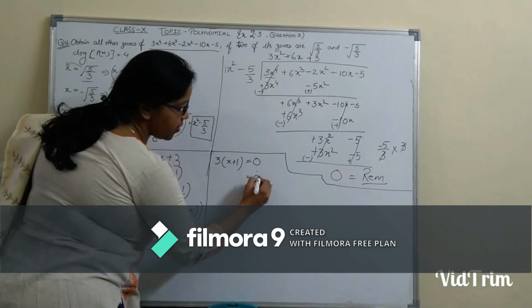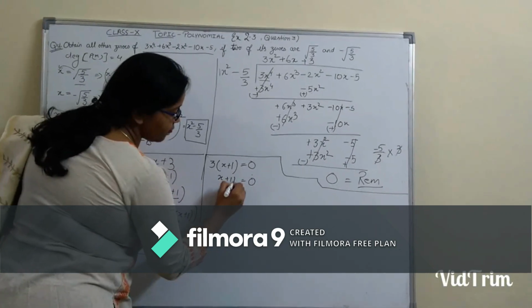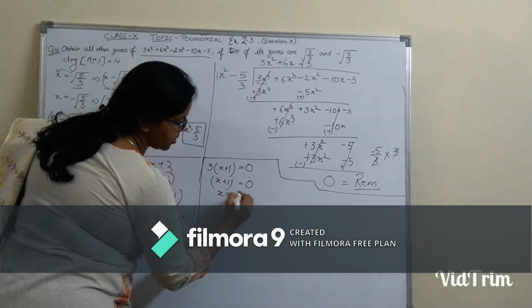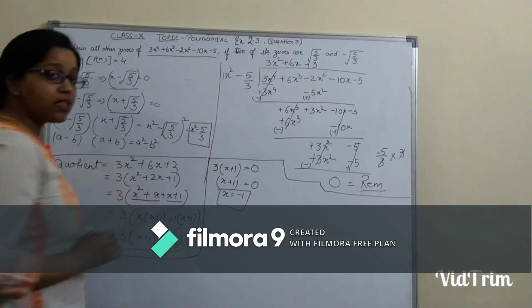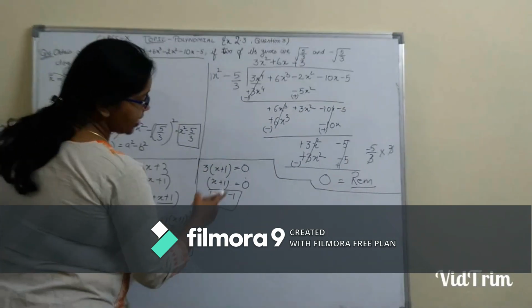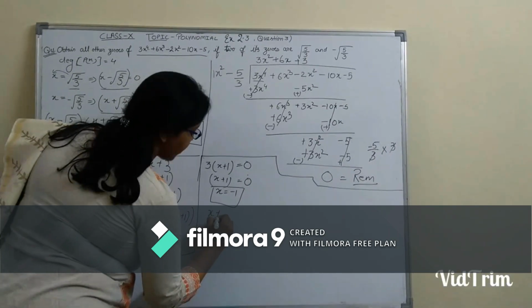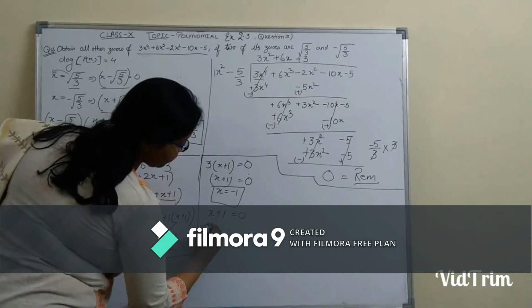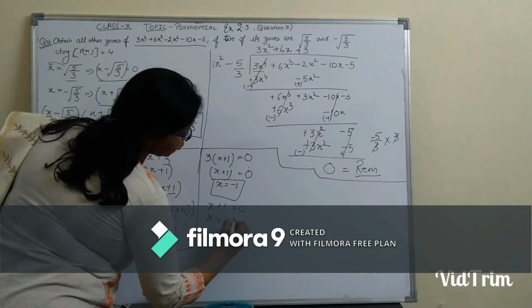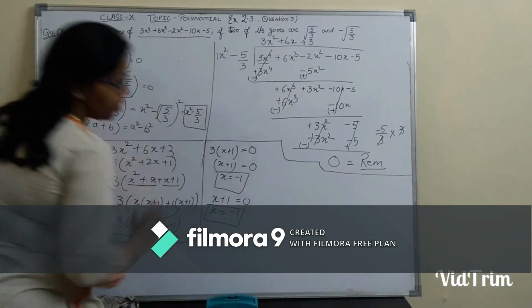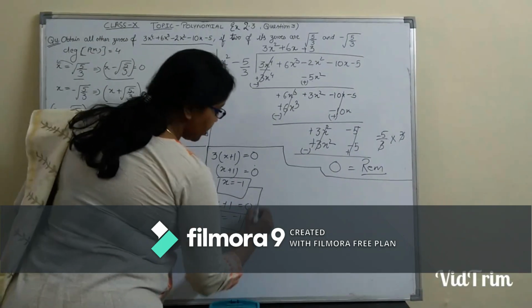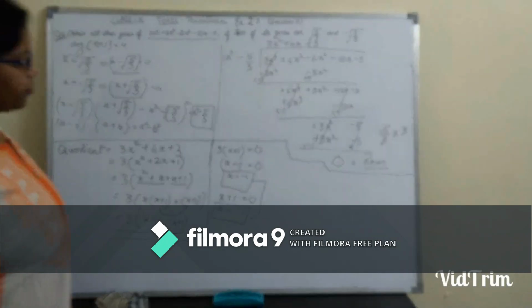So 3 will go to the division side. 0 upon 3 will give you 0, and x plus 1 equals 0. Now x is equal to minus 1. This is the third zero, because 2 are already given in the question. Now the next one, again I have x plus 1 equal to 0. Again I will get x is equal to minus 1. Okay, so these two are the other two remaining zeros.